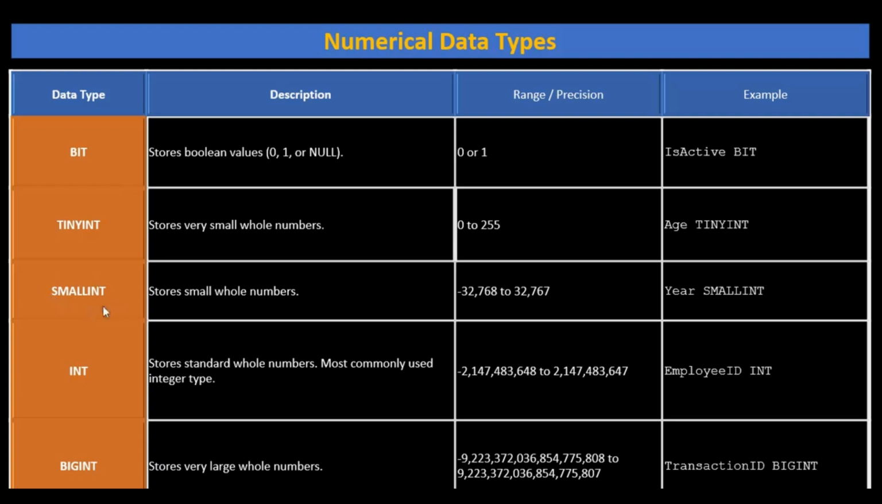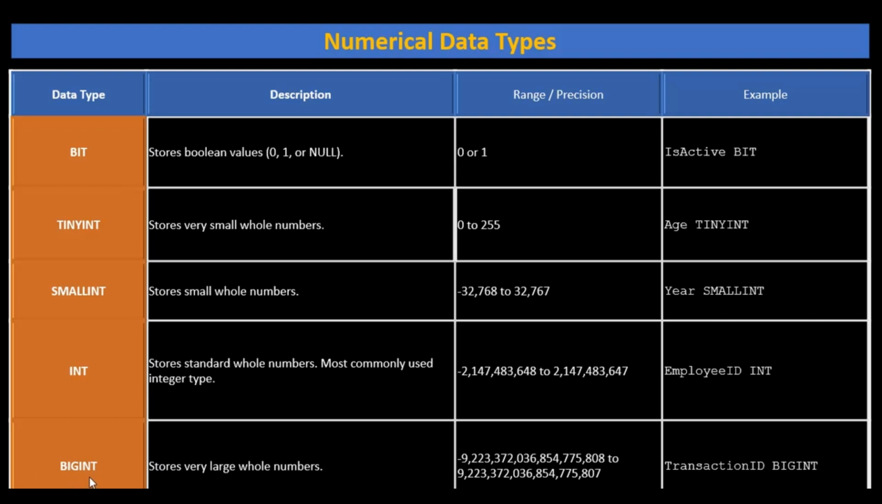And the next one is smallint. Smallint stores small whole numbers which range from minus 32,768 to 32,767. Now it can be used for values like years, etc. And the next one is int. This is the most commonly used data type which we use. This stores standard whole numbers and it can range from these numbers in negative to this number in positive. We can use it for showing the employee ID.